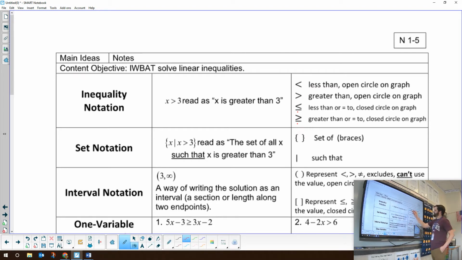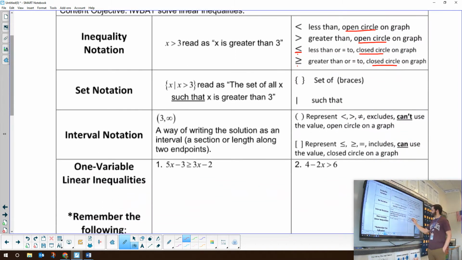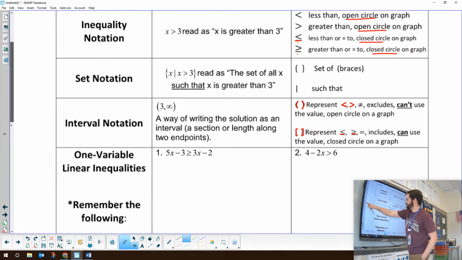Secondly, if it is less than or greater than, we have an open circle, okay? And if it has the equal sign, we have a closed circle. That also means that we use brackets. Remember brackets, like this one, whenever we do our interval notation, when it is equal to, and parentheses when it is less than or greater than. Okay? All right, now, we see set notation written here, but we're not really going to use set notation that much.